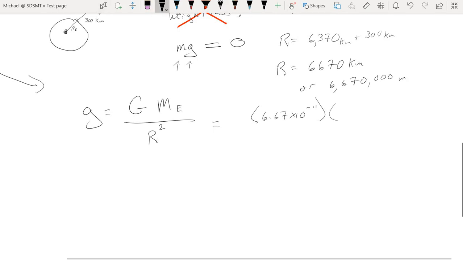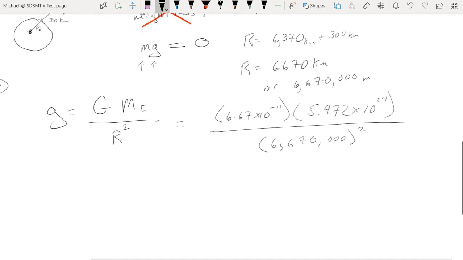And Google is giving me 5.972 times 10 to the 24th kilograms, all divided by 6,670,000 quantity squared. Now there's a lot of stuff that we have to plug into our calculator here, so do take your time. Don't try to plug everything into your calculator all at once. Just take it a piece at a time. And so give me a moment here.